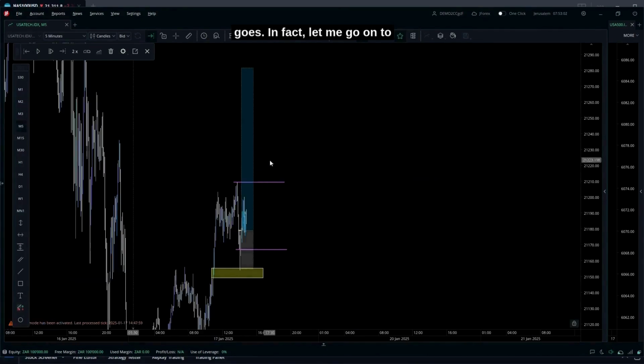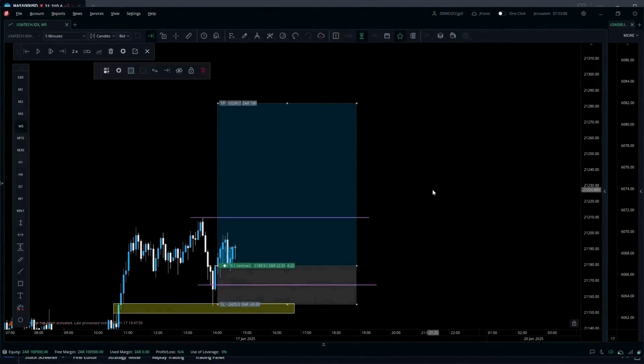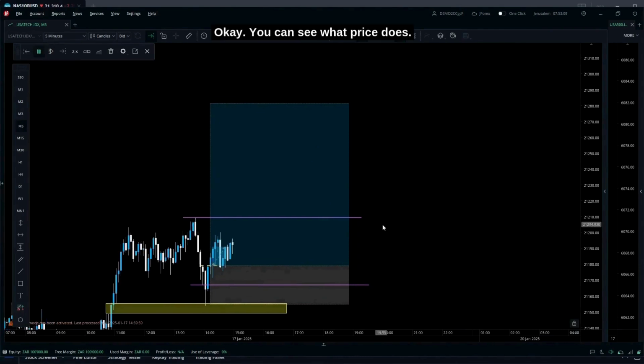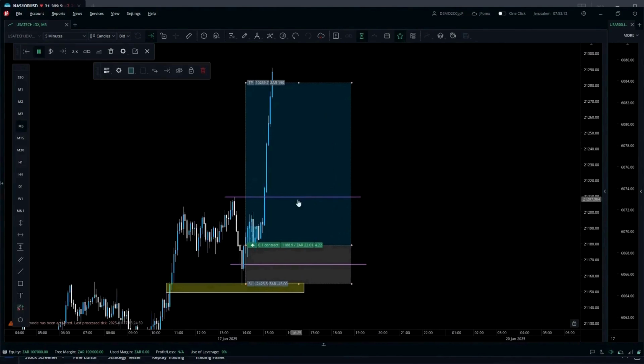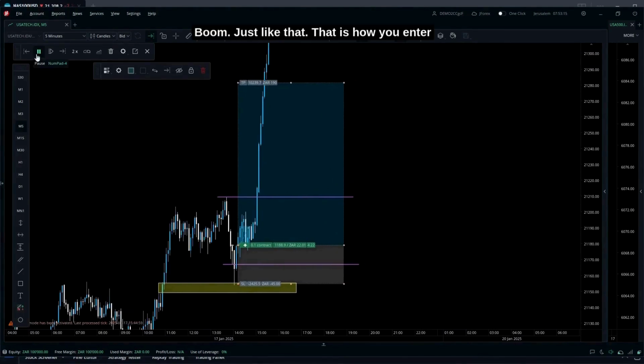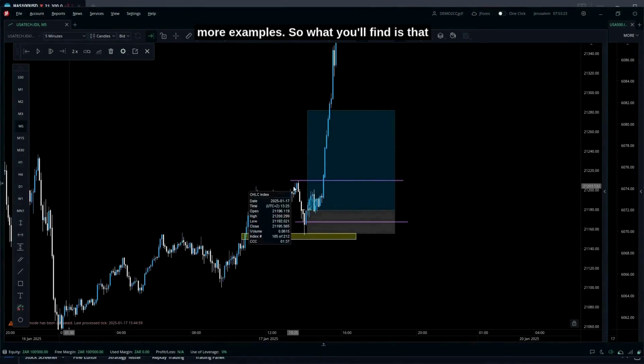In fact, let me go on to a higher time frame so that this goes quickly. Okay, you can see what price does. Boom, just like that. That is how you enter on an AMD. Let's look for some more examples.